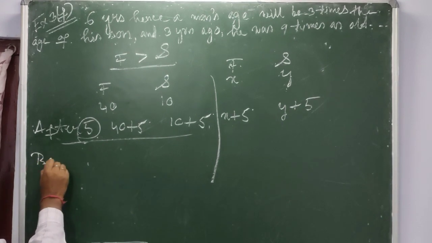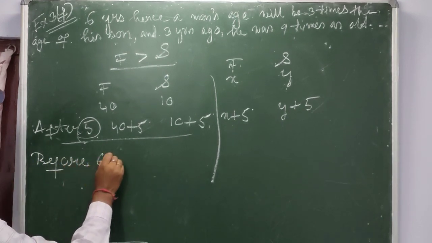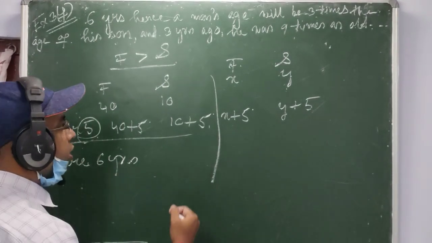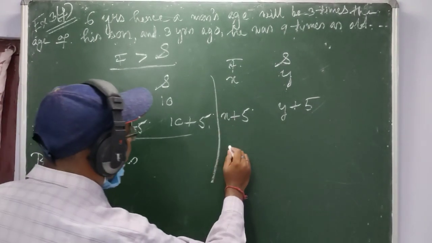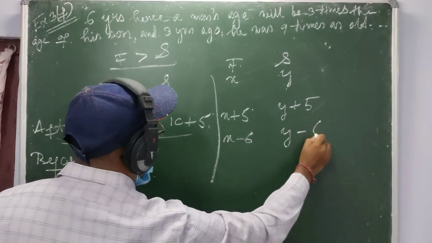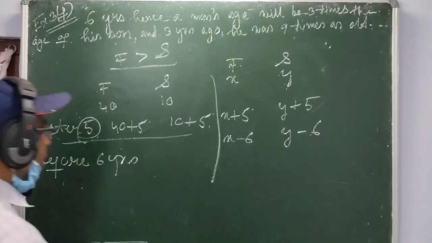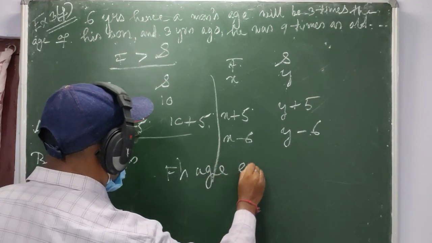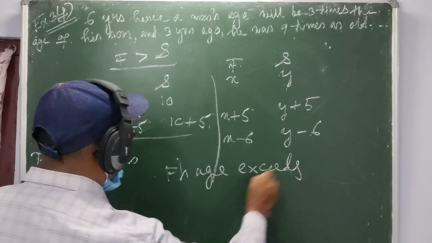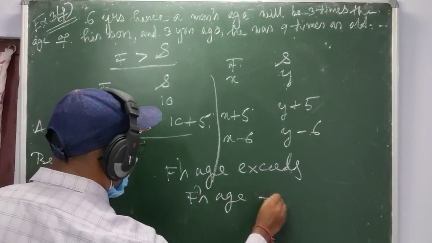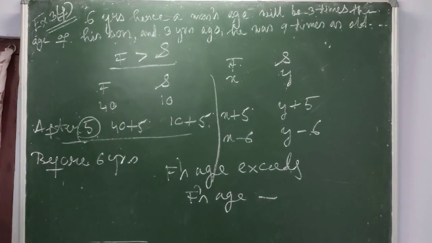Now suppose 6 years before. As you understand, 6 years before means father was also small, son was also small. So it will be x minus 6 and son will be y minus 6. If any question you come across says father's age exceeds, it means father's age minus whatever the excess. Exceeds means, always remember, it is minus.